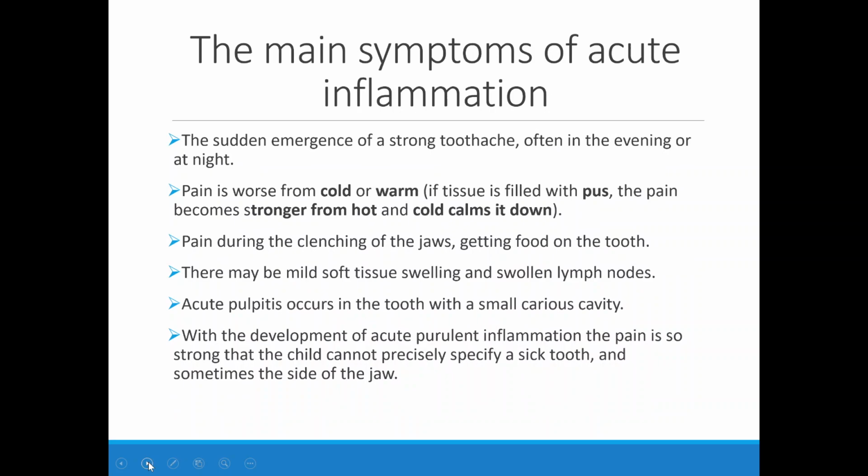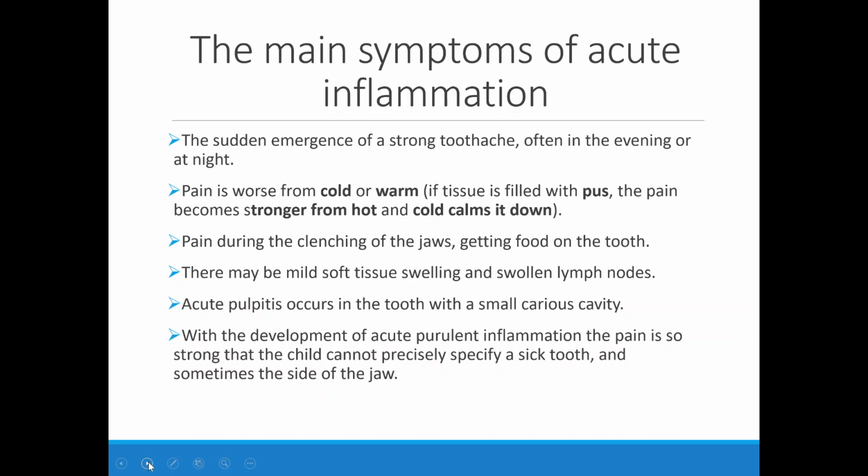So what are the main symptoms of acute inflammation? The sudden emergence of strong toothache, often in the evening or at night. It's very important because I told you before that the pain increases when the patient is lying down. Pain is worse from cold or warm, so from temperature stimuli. And if tissue is filled with pus, the pain becomes stronger from hot. Cold calms it down.